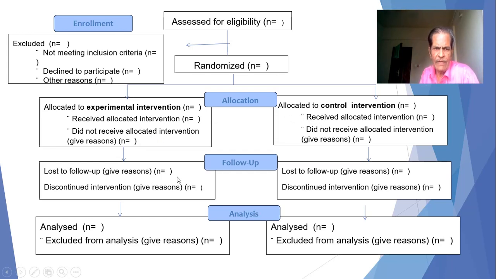Similarly, how many were lost to follow-up in the experimental group, and discontinued intervention, the reason should be given. So the follow-up will give this information. Same information for the control group. Then finally we get how many were analyzed and how many were excluded from the analysis. What is the reason for the exclusion from the analysis? Same information for the control group.